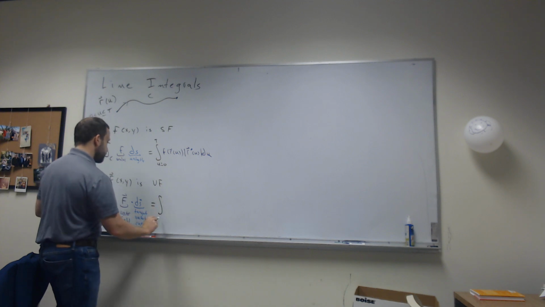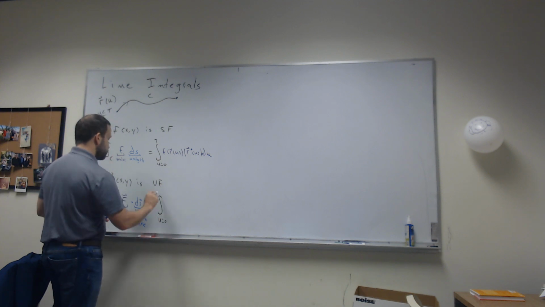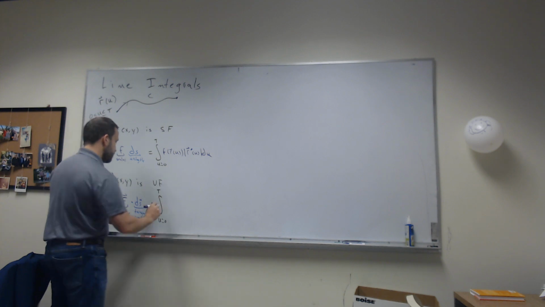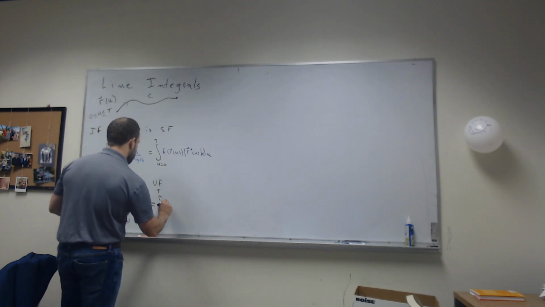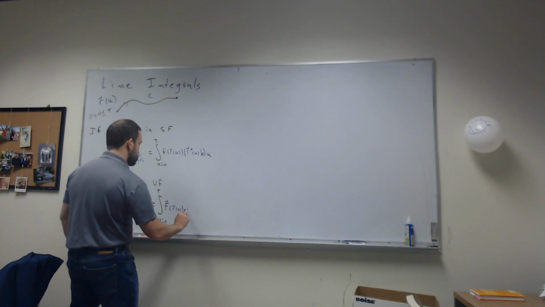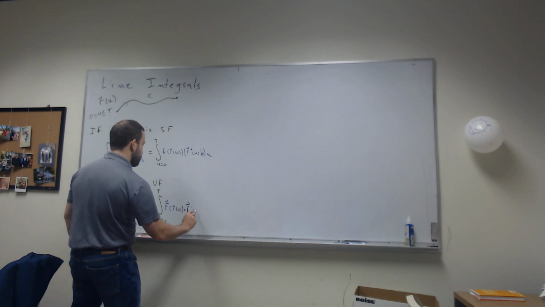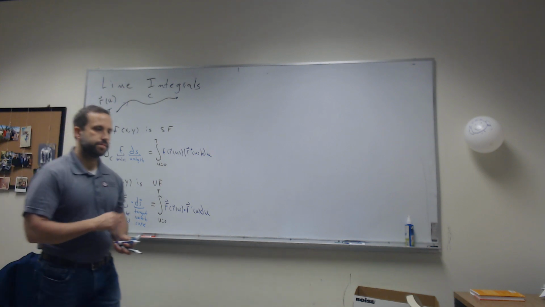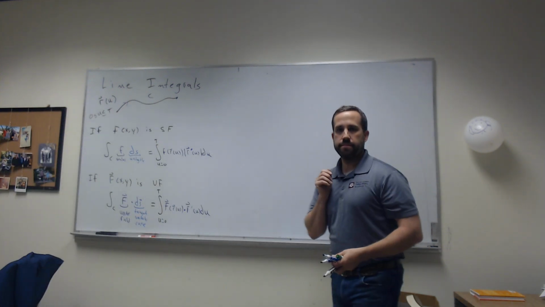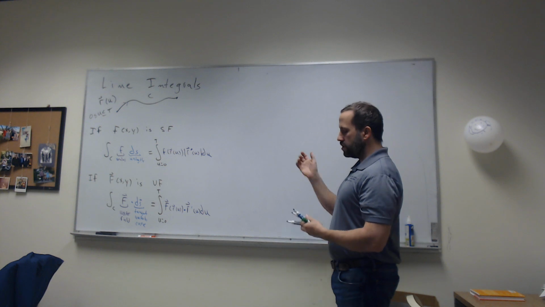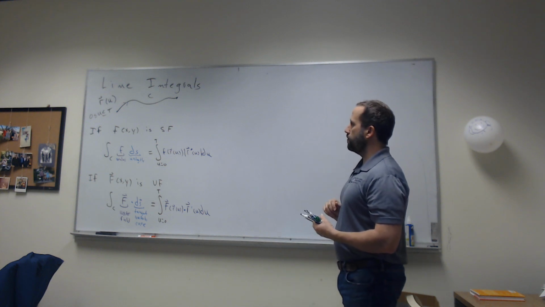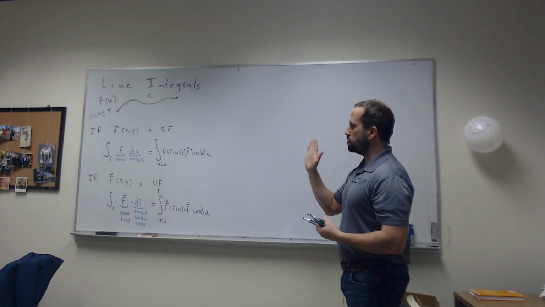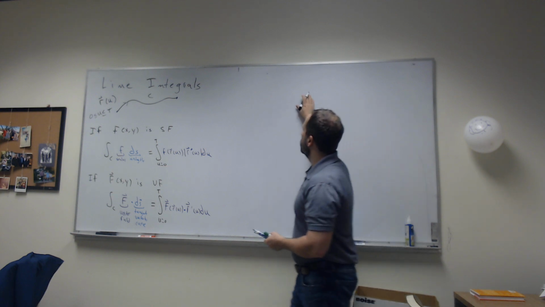And down here, if we want to do the line integral of the vector field, this is going to be equal to the integral from u equals 0 to T of our vector field F evaluated at the parameterization r of u, and then we're going to dot this with r prime of u du. So these are line integrals of scalar fields and vector fields.